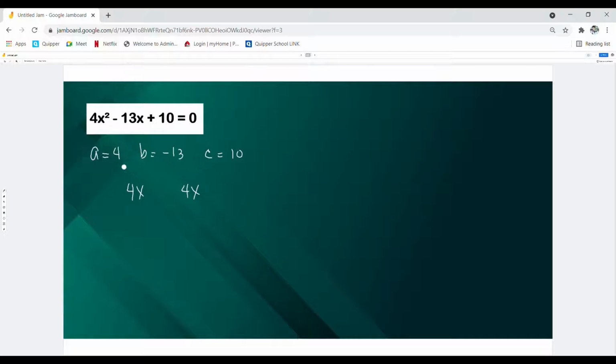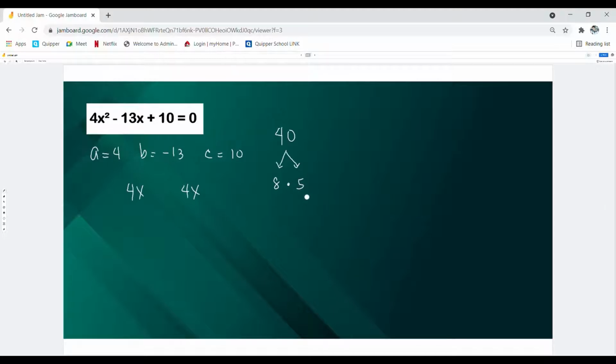Next step is to multiply a and c. So when you multiply a and c, we will write it here, 40. That's the product of your a and c. And the next, you find factors of 40 that when added would be equal to b. So actually, if you multiply 8 and 5, that's 40.